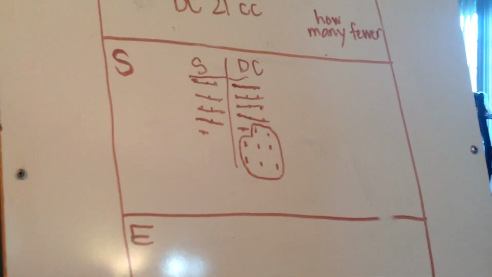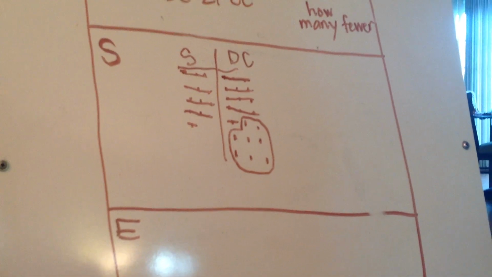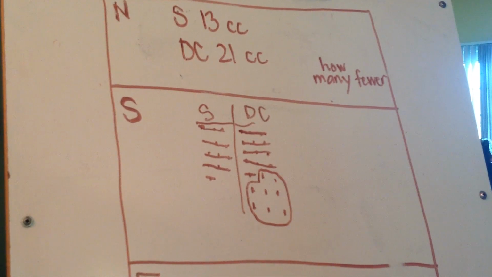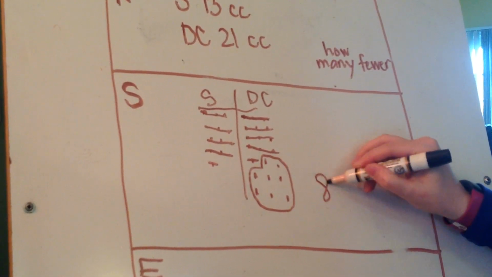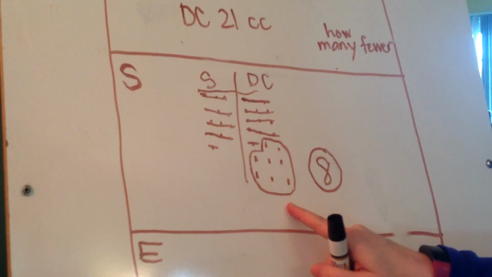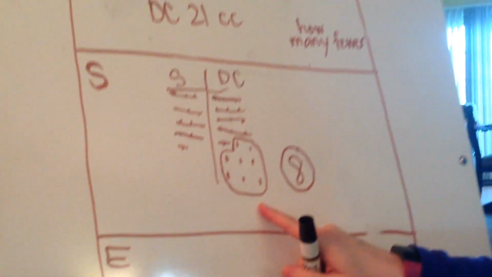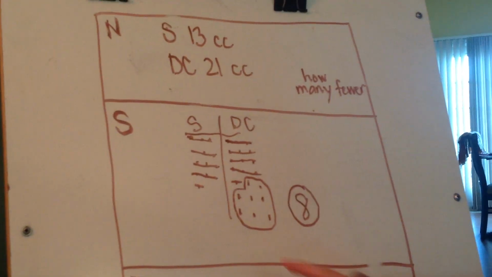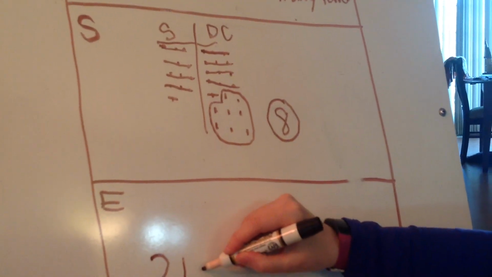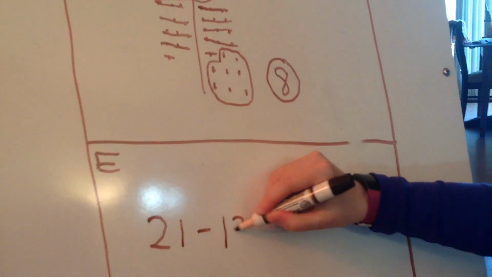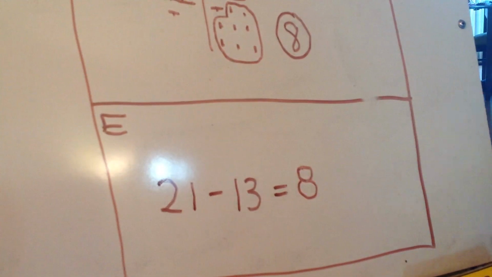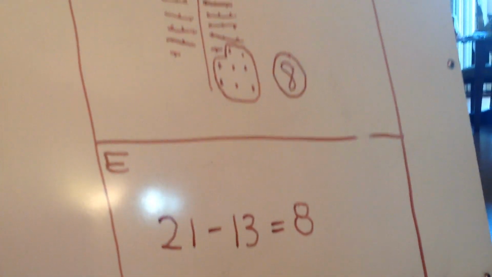How many fewer cupcakes does Suji have? Suji has 8 fewer cupcakes than Dylan because he has 8 more than she does. So she has 8 fewer than he does. So we took Dylan's 21 cupcakes and we took away Suji's 13 cupcakes, and we were left with Dylan's 8 extra cupcakes that he had left over.